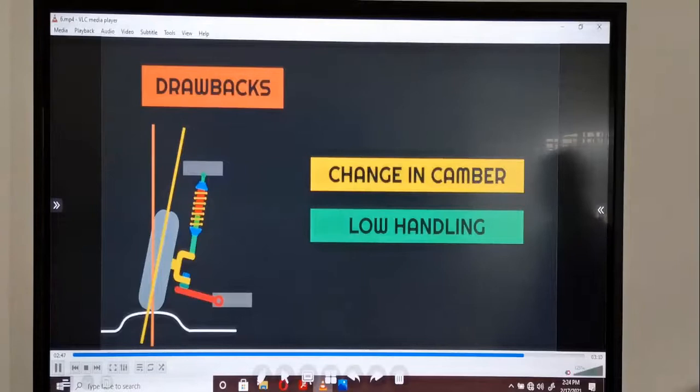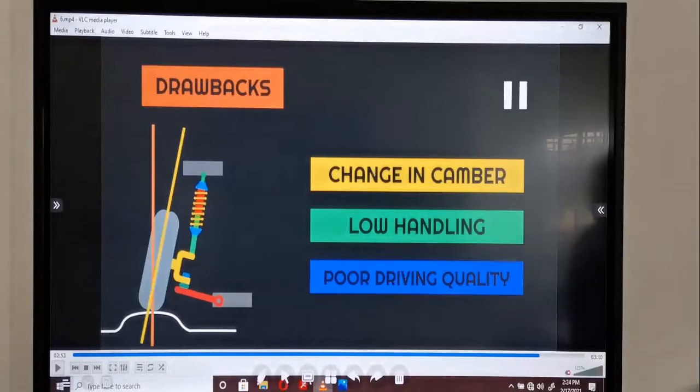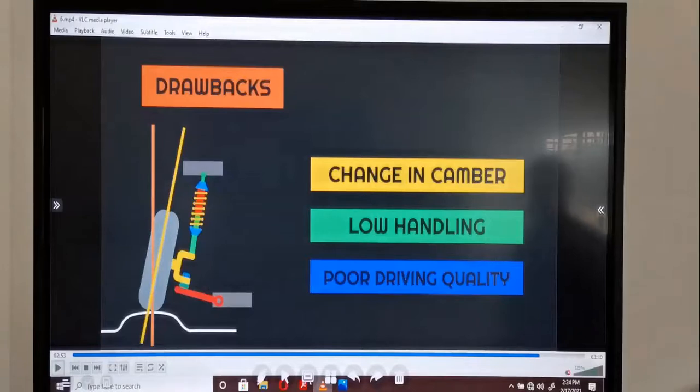Low handling, because that is very independent and very balanced. Compared with the Wishbone type, this is lower handling and poor driving quality.